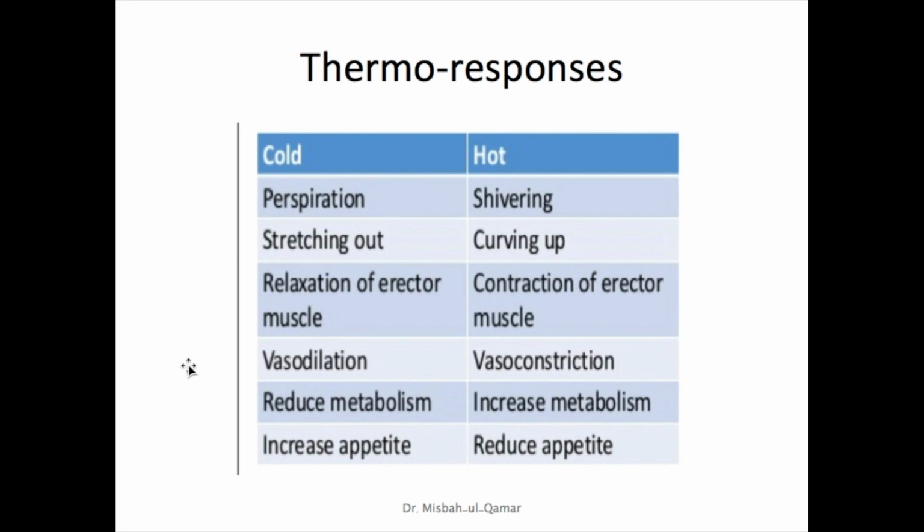Similarly, when the body temperature falls below the set point and the body has to gain heat, then there are mechanisms for the heat generation, such as shivering and vasoconstriction. The metabolism is quite increased. The contraction of the erector pili muscle traps a thin layer of air around the body.